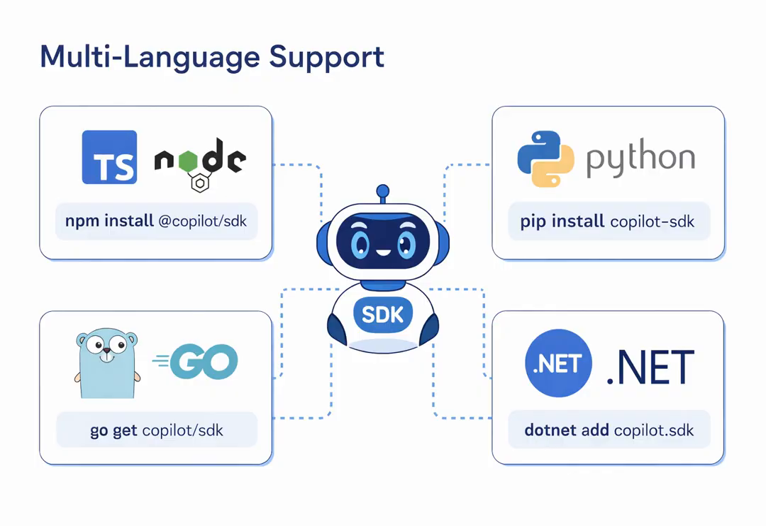A key highlight of Copilot CLI SDK is that regardless of your programming language, you'll enjoy a completely consistent development experience. The SDK supports multiple mainstream languages. Node.js and TypeScript developers can install via npm. Python developers use pip install. Go developers use go get, and .NET developers use dotnet add package. The only prerequisite is having GitHub Copilot CLI installed and configured in your system path. Choose your favorite language and start building right away.